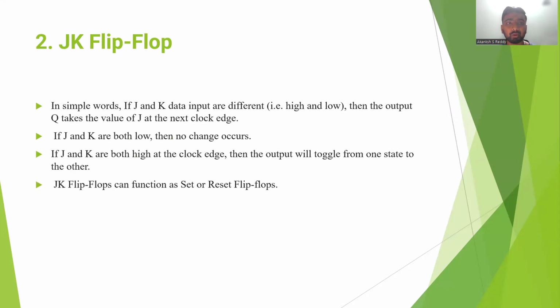Second one, JK flip-flops. In simple words, if J and K inputs are different, that is high and low, then the output Q takes the value of J at the next clock edge. If J and K both are low, then no change occurs. If J and K are both high at the clock edge, the output will toggle from one state to another. JK flip-flops can function as set or reset flip-flops.